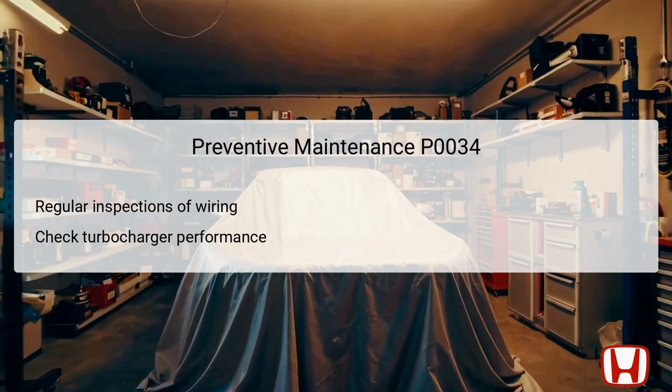Regular inspections of the turbocharger bypass control solenoid valve and associated wiring can catch potential issues before they escalate into serious problems. Specifically, during routine maintenance, it's beneficial to examine the wiring for any signs of wear, fraying, or exposure to moisture that could compromise their integrity. Additionally, keeping an eye on the overall performance of the turbocharger system should be a priority. Regular checks can ensure that the component functions as expected, maintaining efficiency and performance. Educating vehicle owners about these maintenance checkups can foster long-term vehicle health and operational reliability.